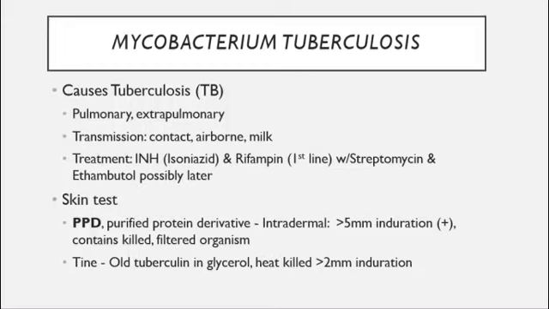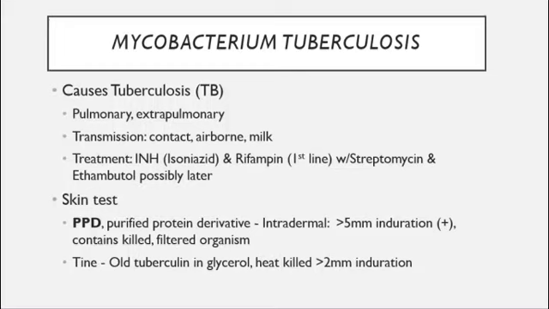We can do a skin test called a PPD. This is a purified protein derivative. It's administered intradermally, and it contains a killed filtered organism, and you use a syringe and needle, and it's injected just right underneath the skin. If there's a greater than 5 millimeter induration, that means it's a positive test, so it's positive for Mycobacterium tuberculosis.